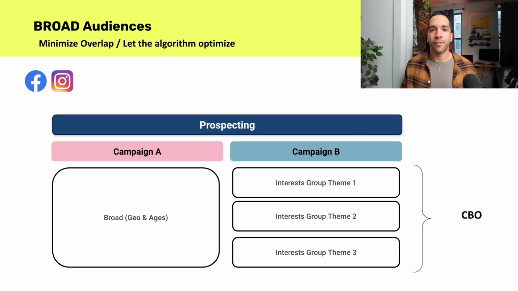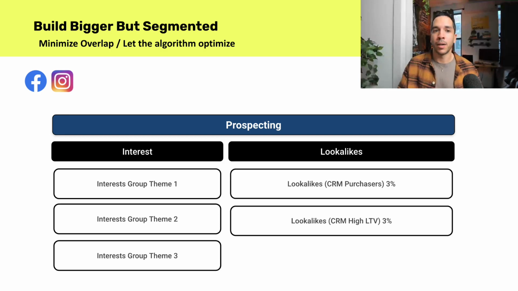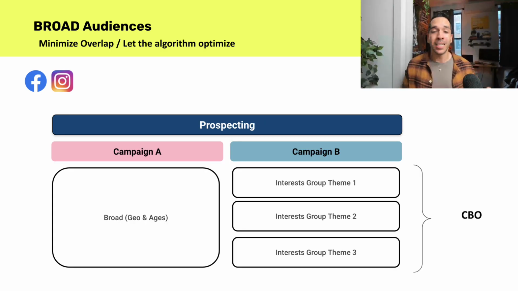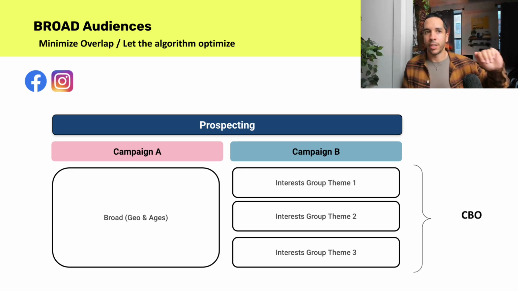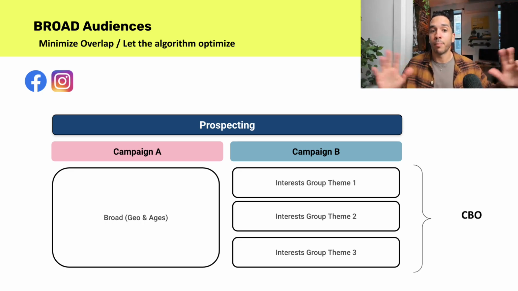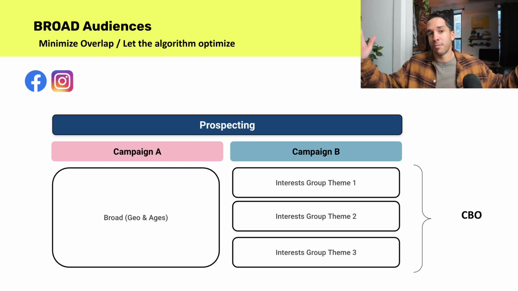So there is another thing that Facebook is pushing, and it's called broad audiences, not to be confused with what we just talked about, building bigger audiences. Broad is literally a campaign or an ad set that you create where you're not doing interest targeting, you're not doing lookalike targeting, you're not doing custom audience targeting. It's literally broad. You're just using demographics like geographies, so city, states, country, whatever, and age ranges. And then you're just letting Facebook figure out who is going to buy your product. Let the algorithm optimize.